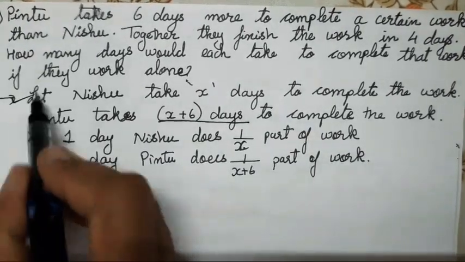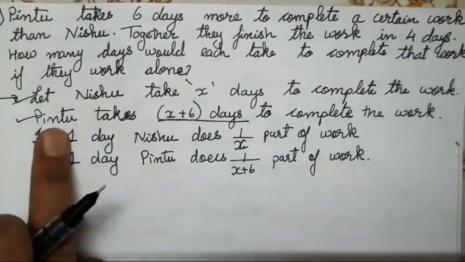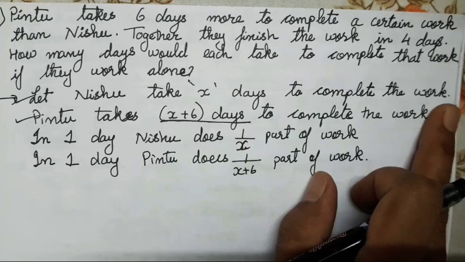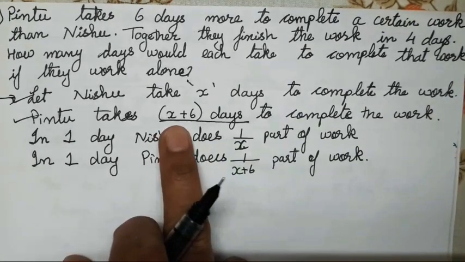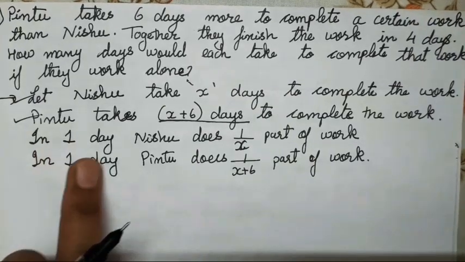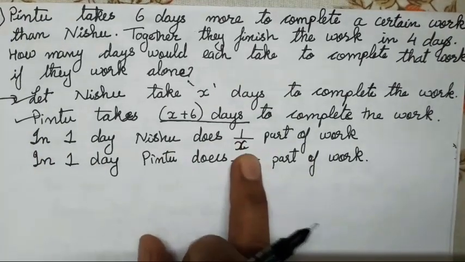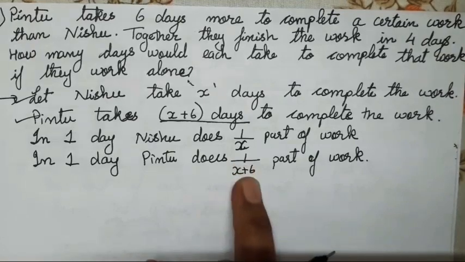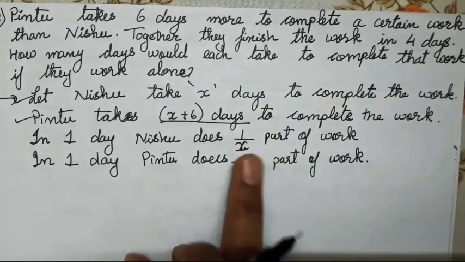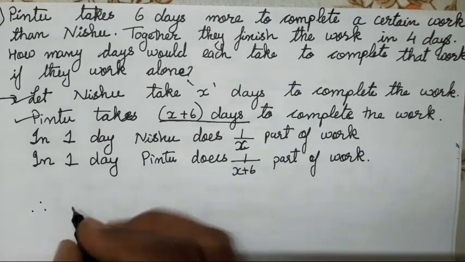So in one day, we have to write for both Nishu and Pintu. They complete the work in x days and x plus 6 days. In one day, Nishu completes 1 upon x and in one day Pintu completes 1 upon x plus 6. So from the given question I have written the condition. Now let's form an equation.